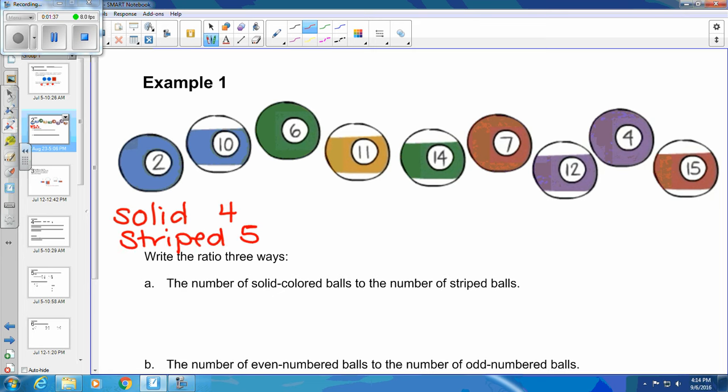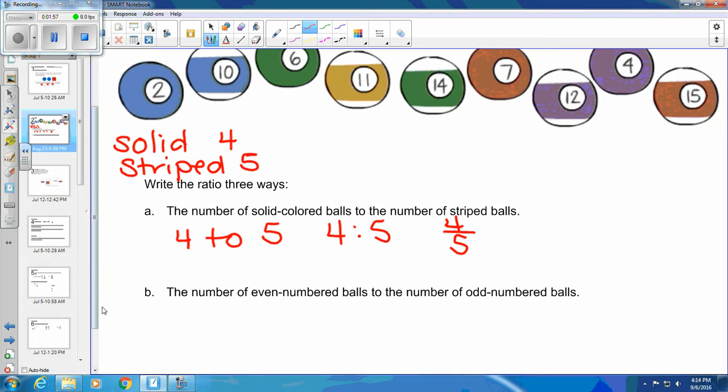And so now I can answer the question. The number of solid to the number of striped is 4 to 5, and I can write it 3 ways. Next, they're asking for the number of even to the number of odd. Try this one on your own, please. And you can see my answers are 6 to 3, in all three forms.